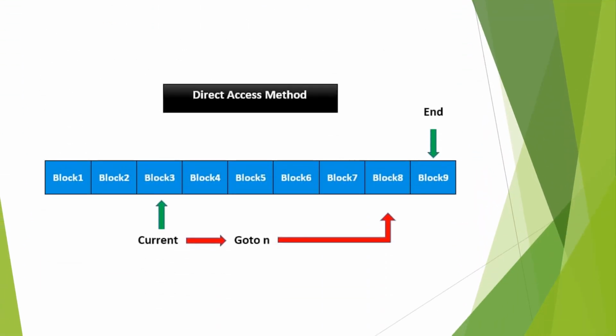There are 9 blocks present in a file, and let us assume that each block contains 3 records. The pointer is currently present at block 3, and now we want the record that is present in block 8. In that case, we can directly go to block 8 and access the record. So there is no need to traverse the file sequentially. So this is direct access method.